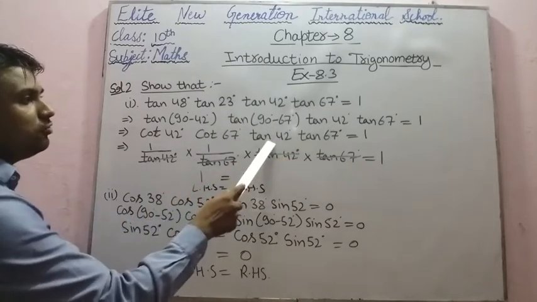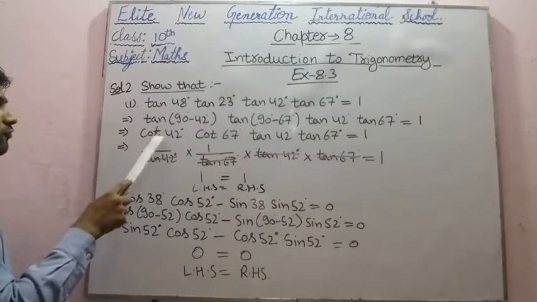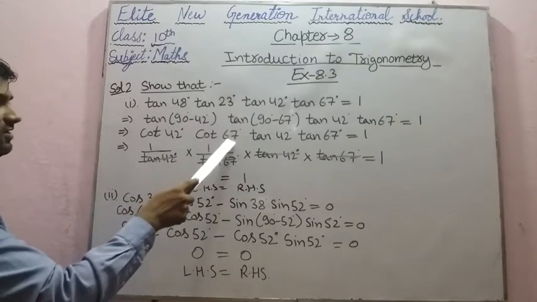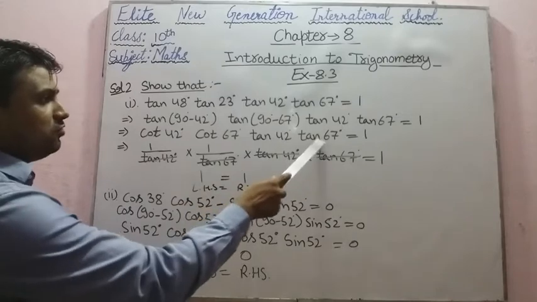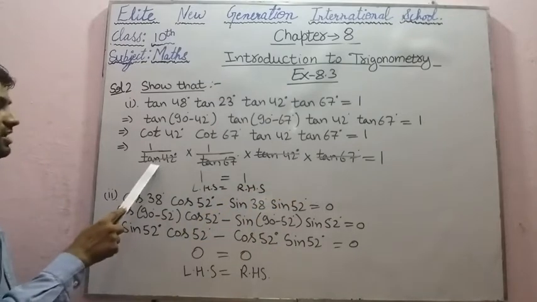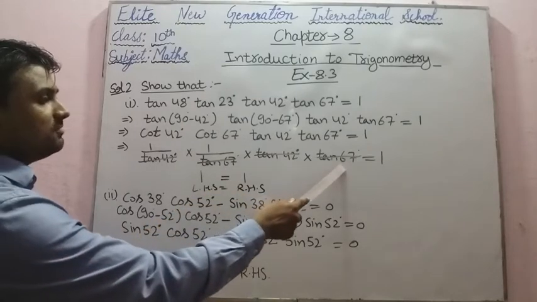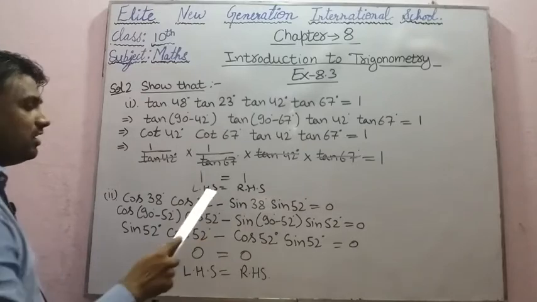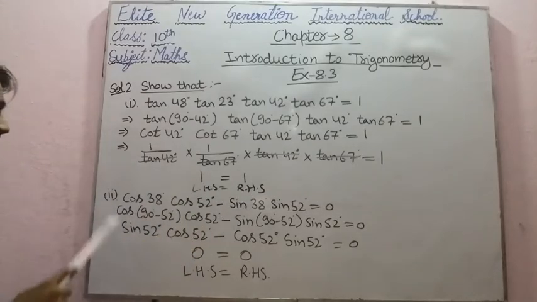This tan 42 and this tan 67 are equal to 1. So cot 42 can be written as 1 upon tan 42, and cot 67 can be written as 1 upon tan 67, multiplied by tan 42 and tan 67. Here tan 42 will be cancelled by this tan 42, and tan 67 will be cancelled by this tan 67. So it will be 1. So 1 equals 1. Here we can say LHS equals RHS. Now after this, see its second part.